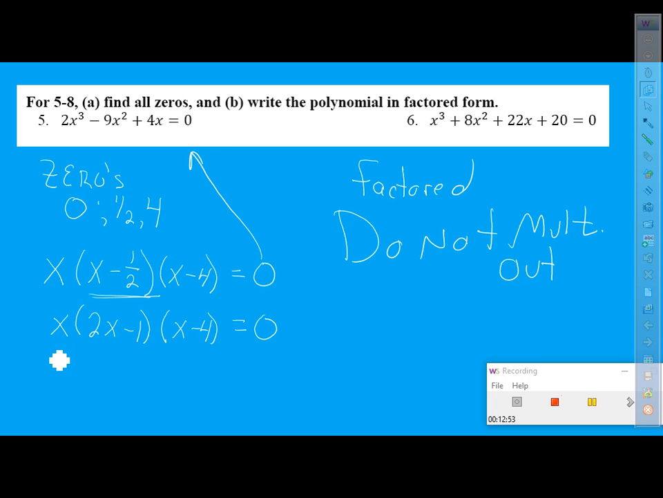So guys, if you were to multiply all this out, which would be a waste of your time, you're going to get that right there. Okay. So on to number 6. Number 6 ties in what we did last time.